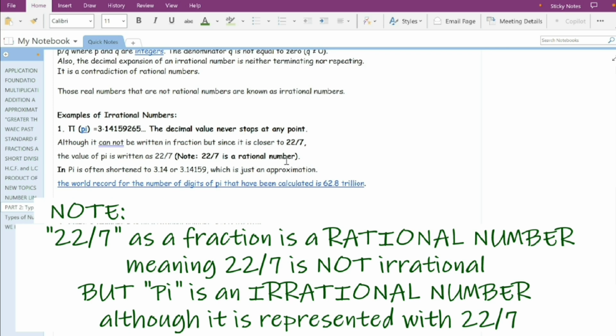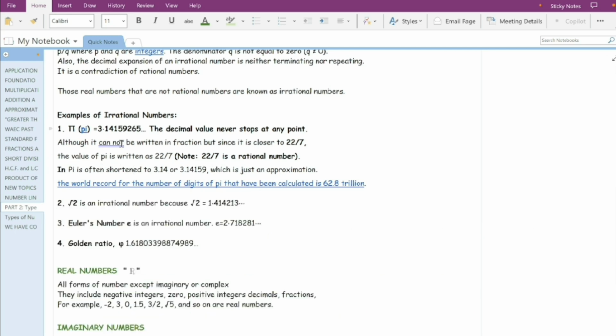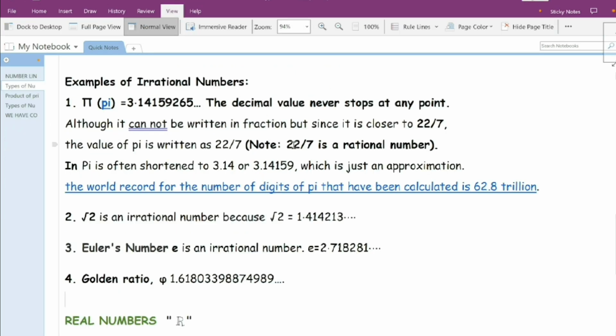Again, 22 over 7 is a rational number, but pi, which is represented by 22 over 7, is an irrational number. Also note, 22 over 7 is not the actual value of pi, but it is the closest fraction to the value of pi. Therefore, pi is not exactly 22 over 7. Irrational numbers cannot be expressed as real fractions, but for the sake of calculation and the closeness, pi is expressed as 22 over 7. It is often shortened as 3.14.